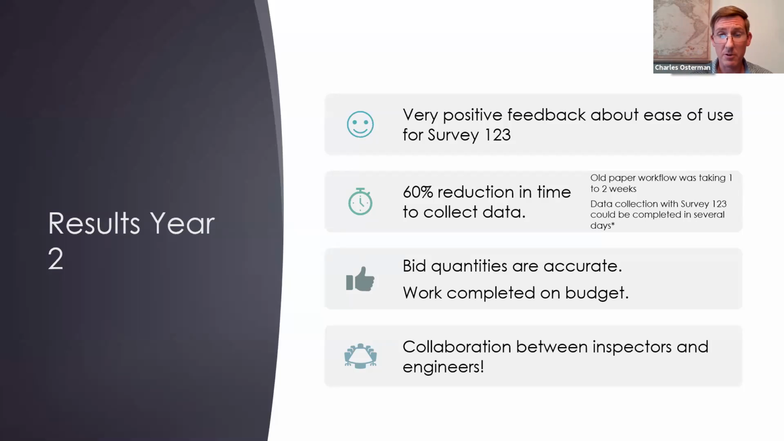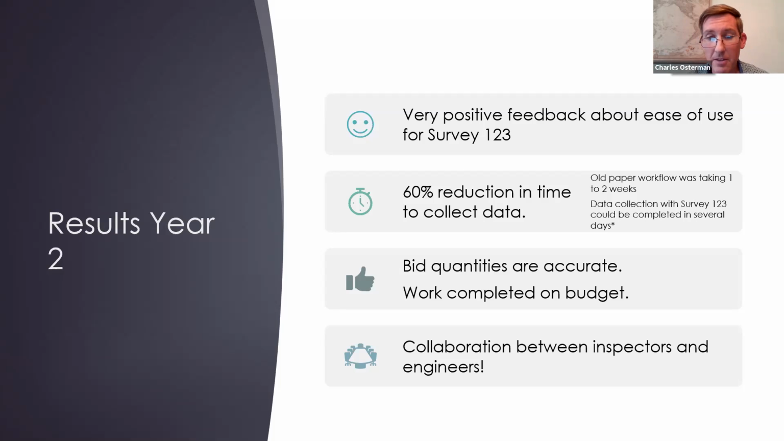We experienced a 60% reduction in time to collect data over our original 2-week time frame for the paper process. Our quickest inspector was reporting that they were done in 2 or 3 days with their data collection using Survey 123. Some of the other people took a little longer, but that's okay. Everybody learns at a different speed, but everybody did complete their work through Survey 123 this time. We did not have anybody using paper forms.